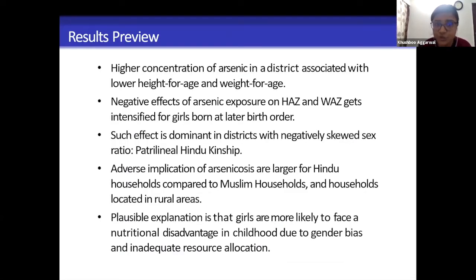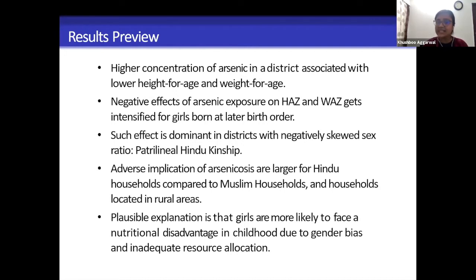Now, a small preview of our main results. Higher concentration of arsenic exposure is associated with a higher level of stunting, which is measured by height for age, and a higher level of underweight, which is measured by weight for age. The negative effect of arsenic gets intensified further for girls who are born at later birth orders.